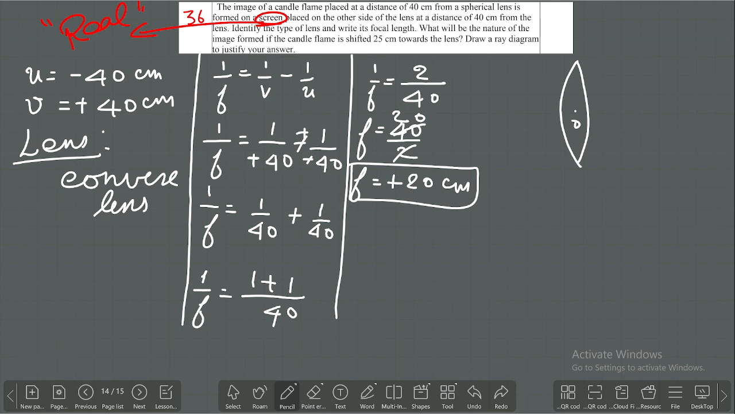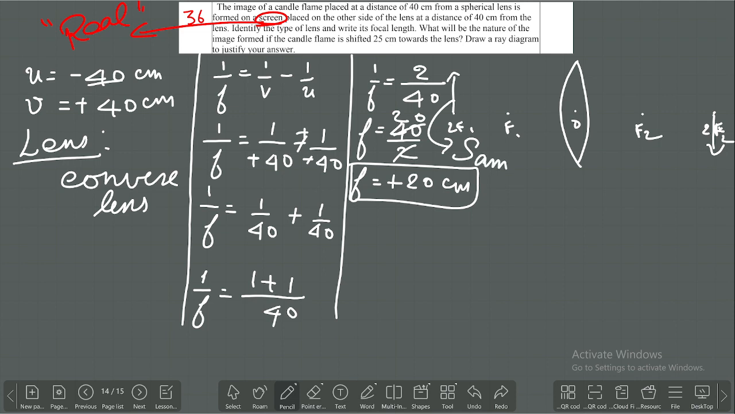So optical center, F1 to F1, and then this point we will call F2, and this point we will call 2F2. In the question they clearly said that the object is placed at a distance of 40 centimeter. That means it is over here. The image is formed at a distance of 40 centimeter on the other side.